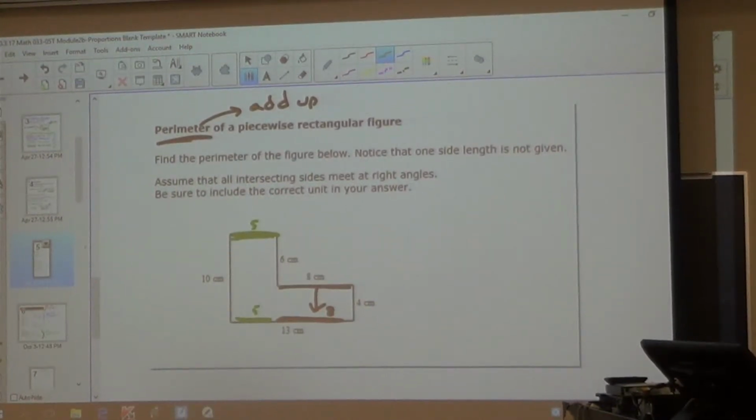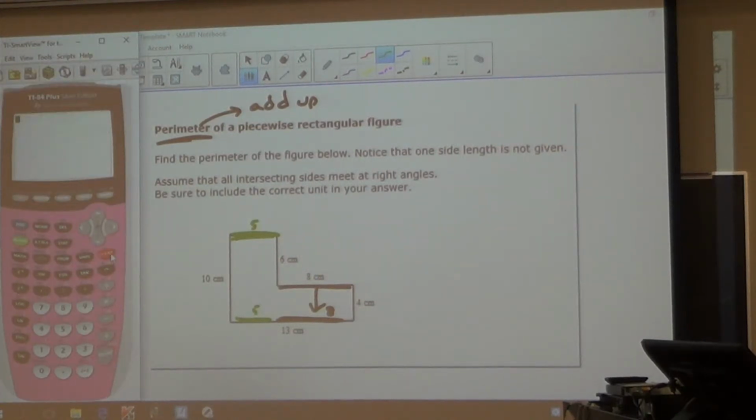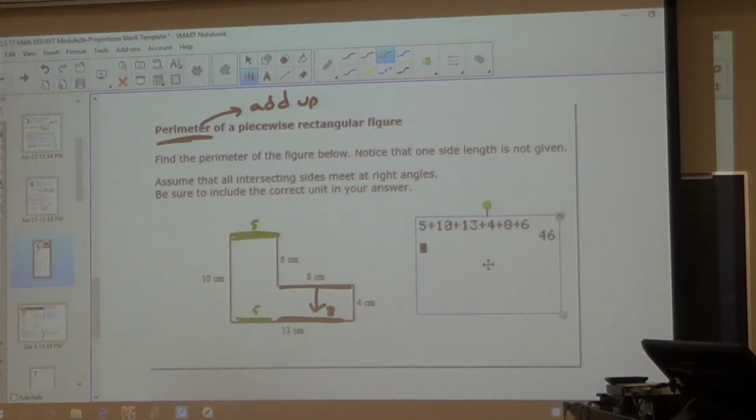So the first thing I had to do was find the missing side, and then I add them all up. So 5 plus 10 plus 13 plus 4 plus 8 plus 6. I don't care where you start as long as you go all the way around and you don't double dip. And your units are going to be plain because perimeter has plain units. So that's a 2-step process. Get your missing side and then add them up.